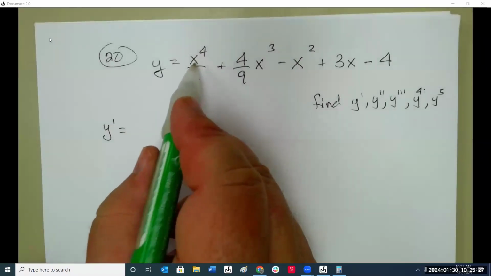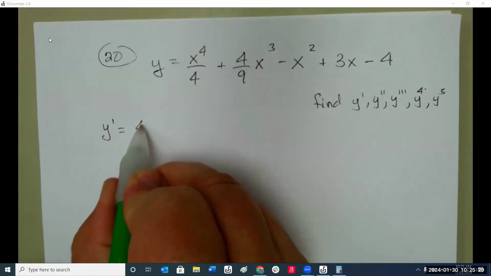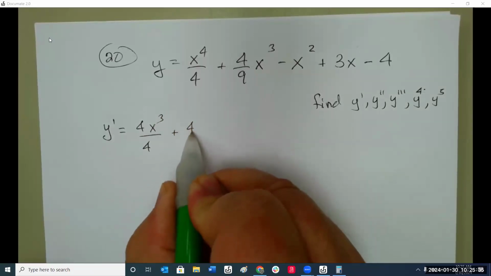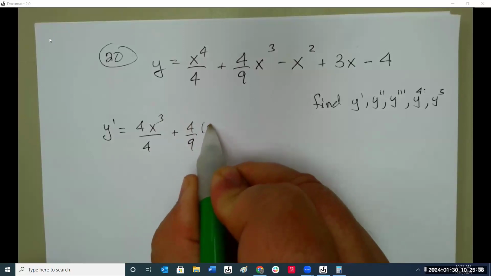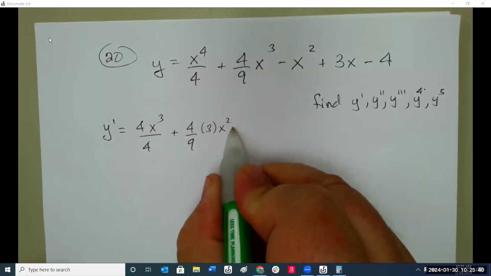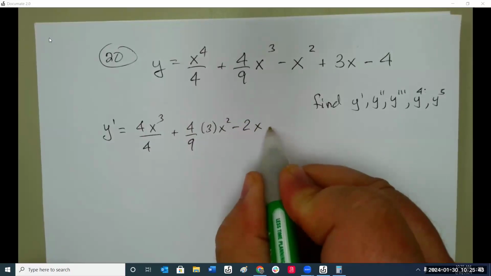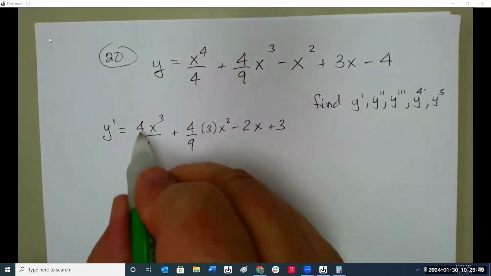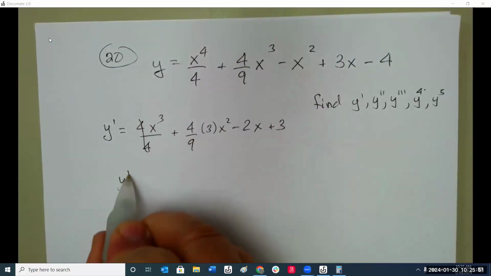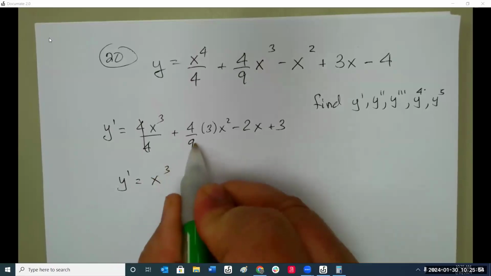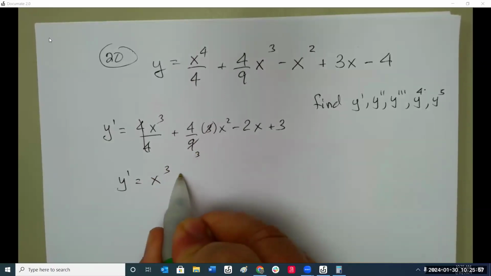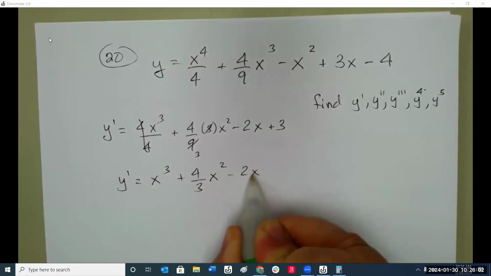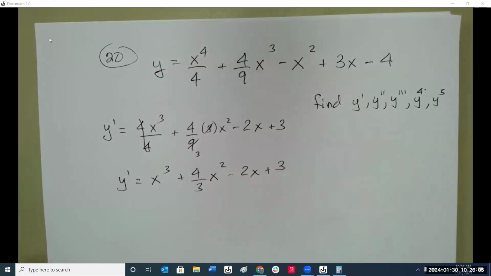So the first derivative. Bring down the 4, subtract 1, you get 3. Bring down 3, subtract 1, you get 2. And simplify. So there's the first derivative.